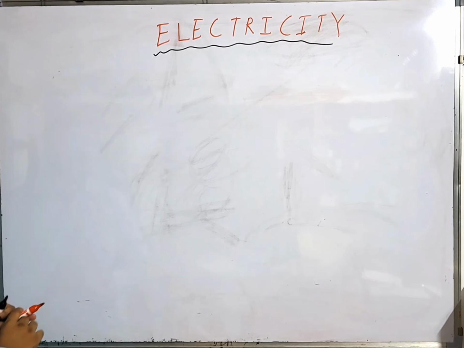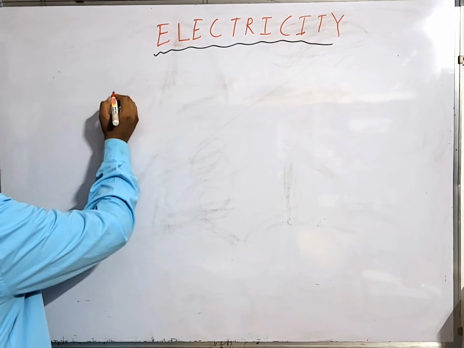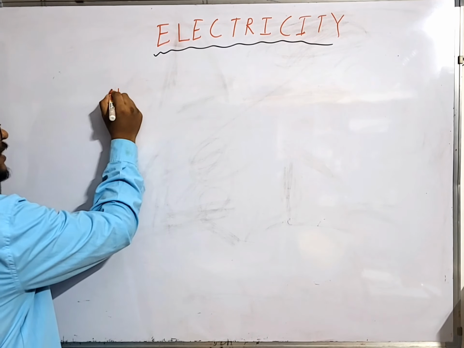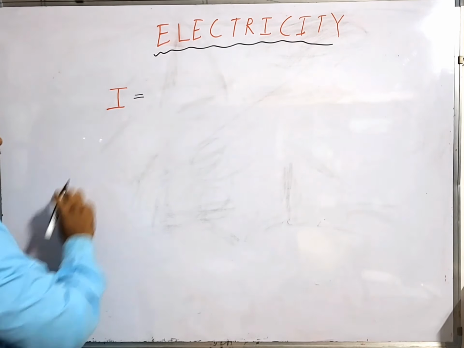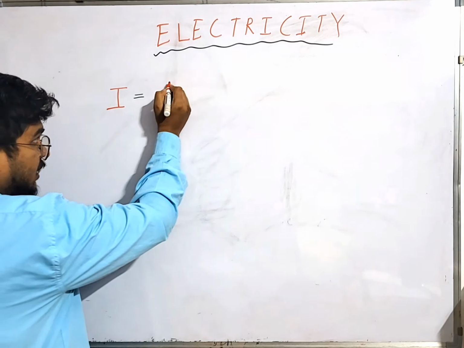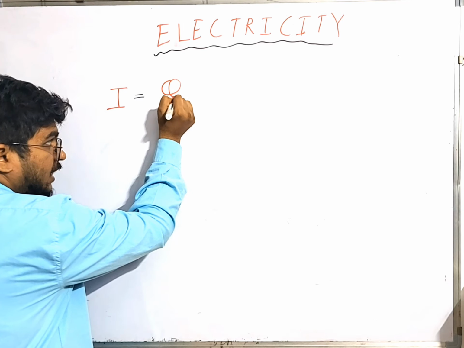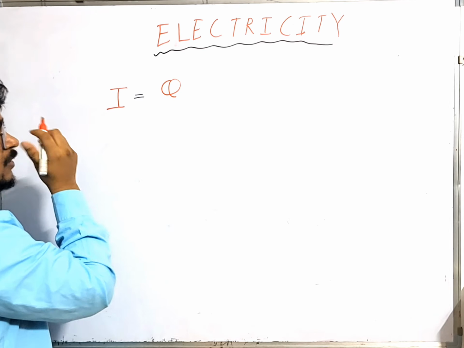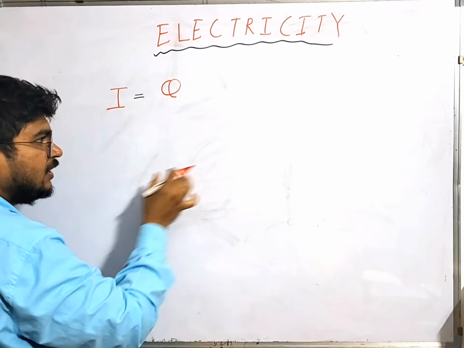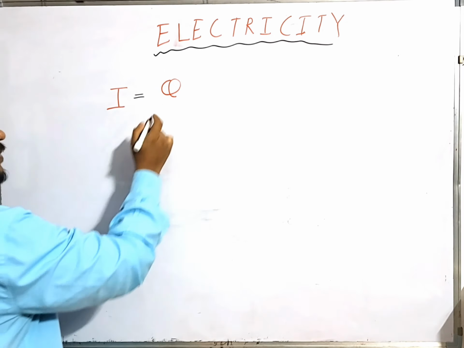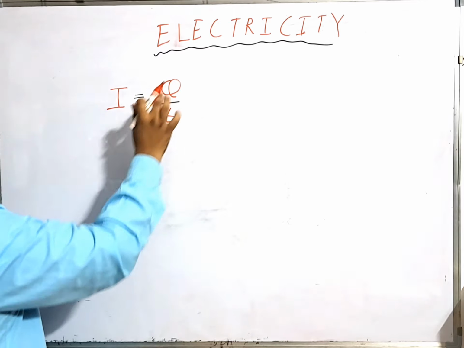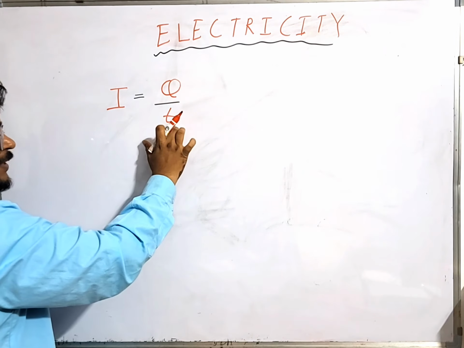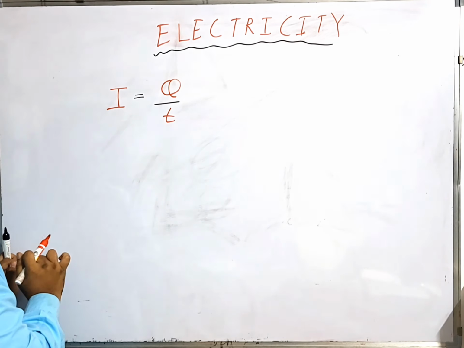Next we are going to talk about electric current. Electric current is denoted by capital I. Now what is electric current? Electric current is nothing but rate of flow of charge. Charge is denoted by Q. It is the rate of flow of charge in a particular conductor with respect to time. Rate of flow of charge with respect to time is called current.